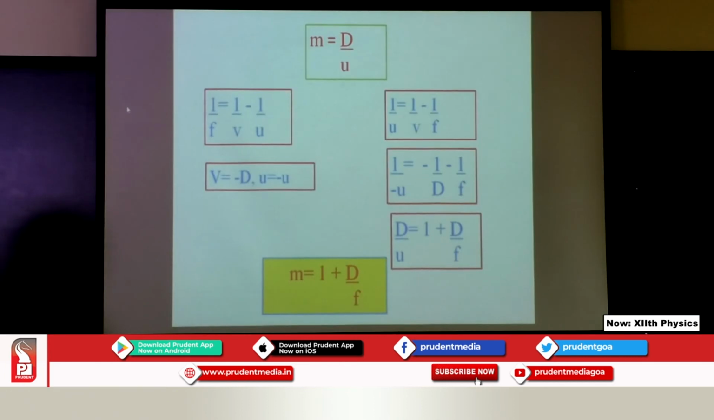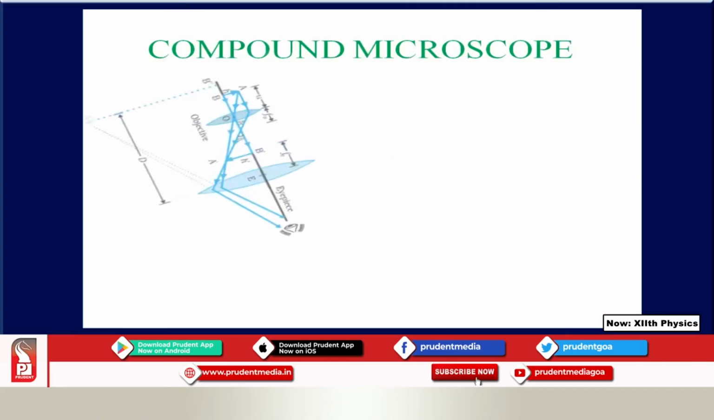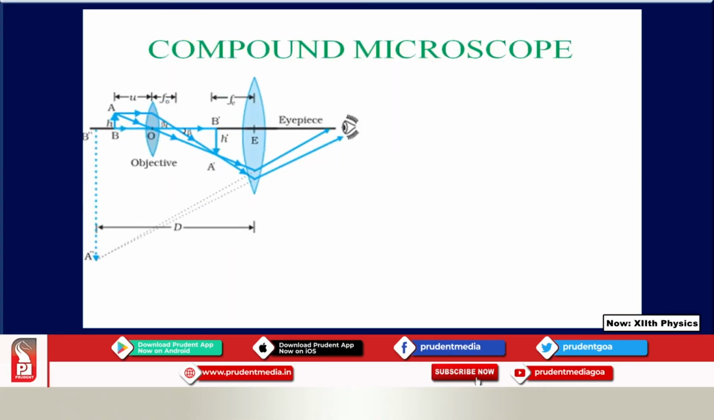So, this was about the microscope, when the image is formed at the infinity and when the image is formed at the least distance of distinct vision. So, now let us move on to the compound microscope. If in case you have followed this, compound microscope will be very simple. Now, that is your ray diagram.